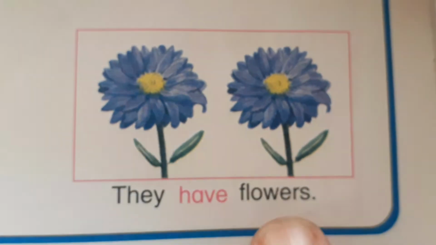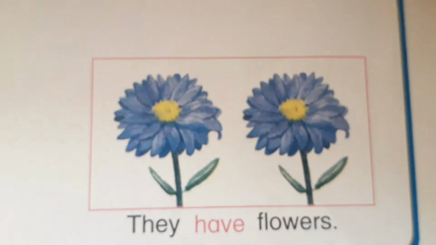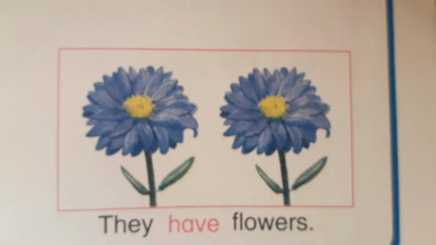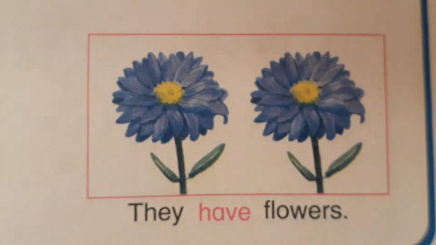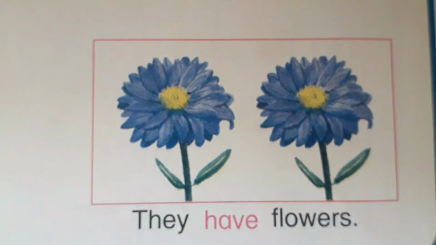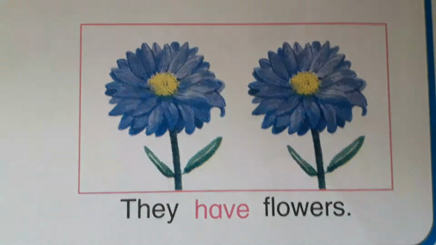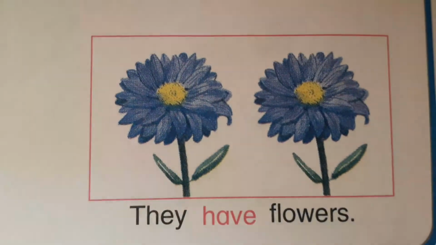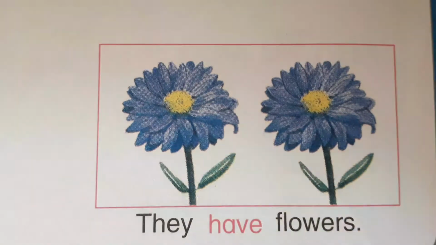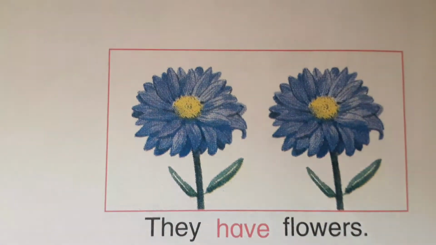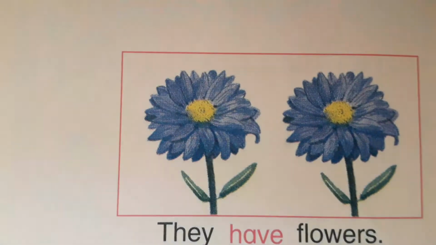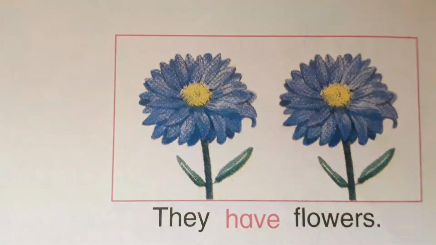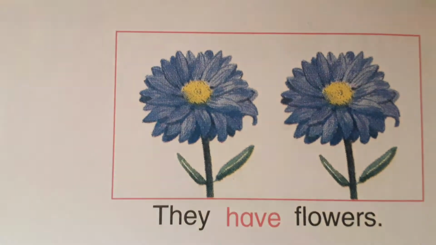Children, look at here. Which picture is this? Yes, flowers. So, F is for flower. Flower. F is for flowers. Flowers. F is for flowers.